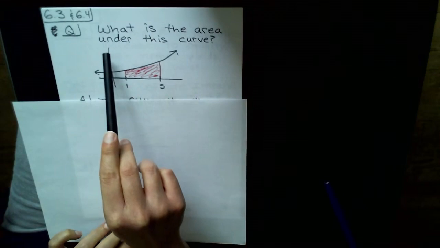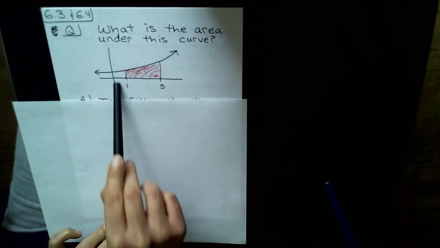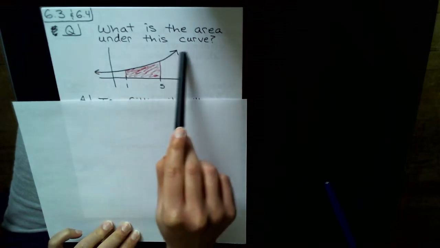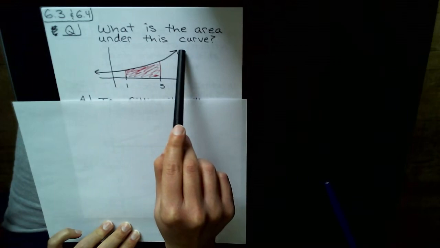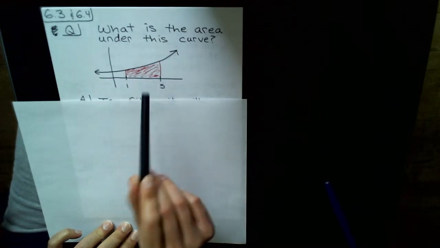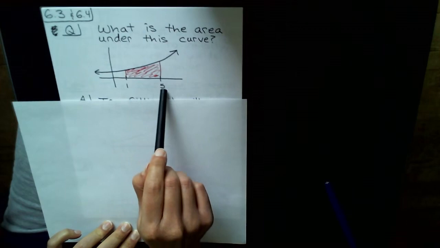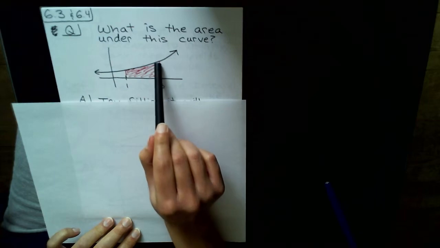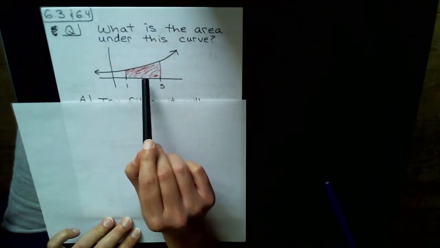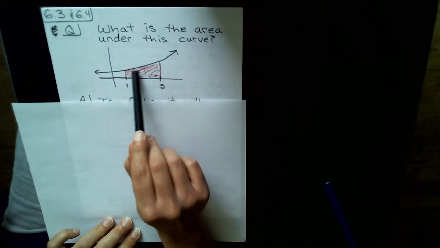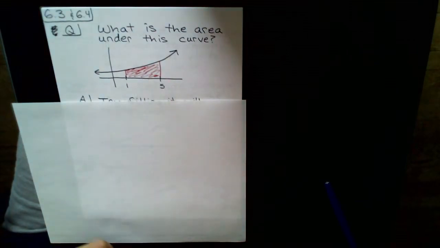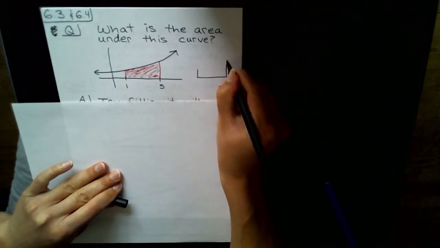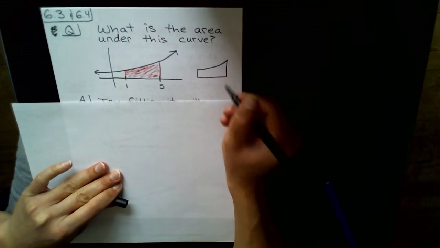So meaning if I draw my x and y axis and I look at the following curve here, then what is the area underneath it from, say, x equals 1 to x equals 5? So I've already drawn out this red filled in box here. So I'm asking, what is the area underneath this? If we were to actually draw this shape on its own, it would look something like that.